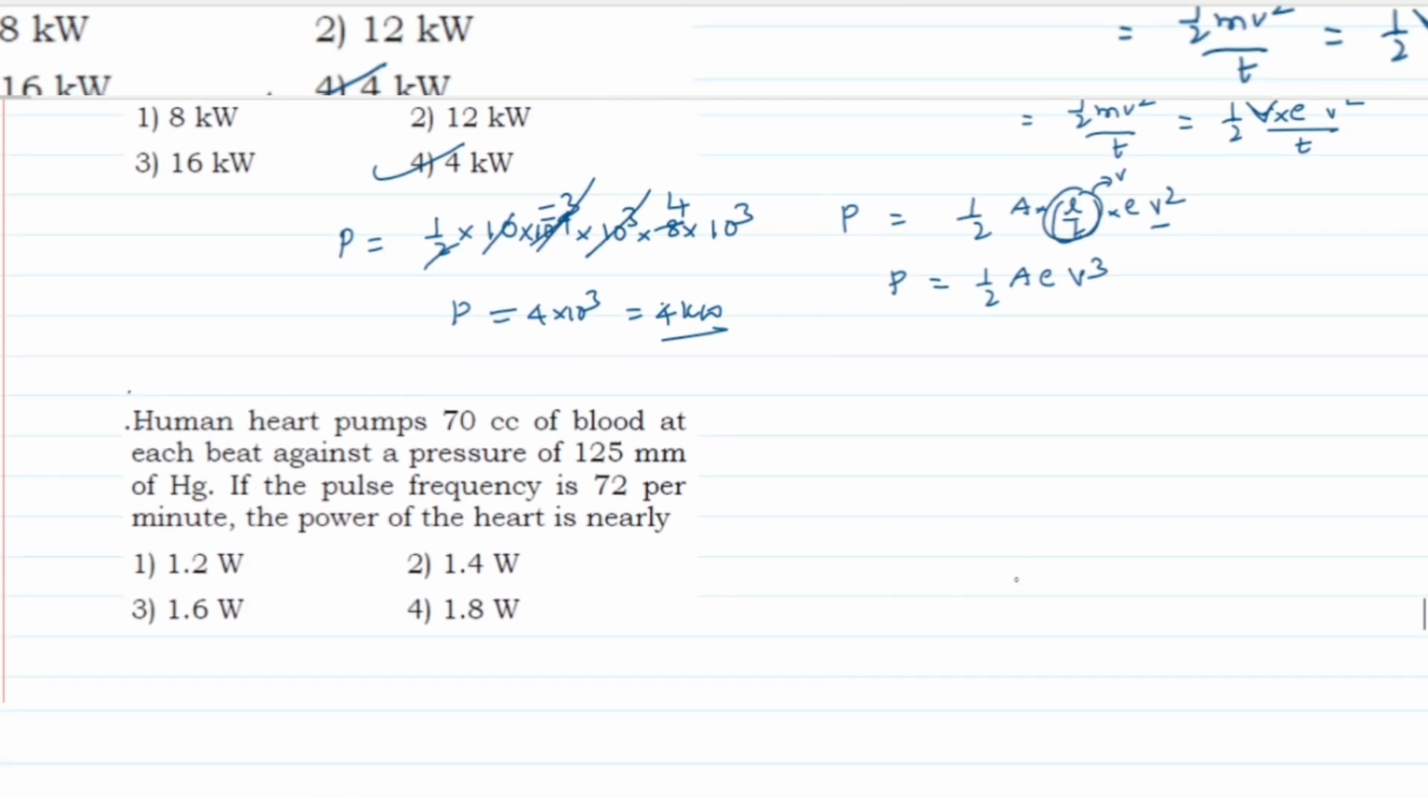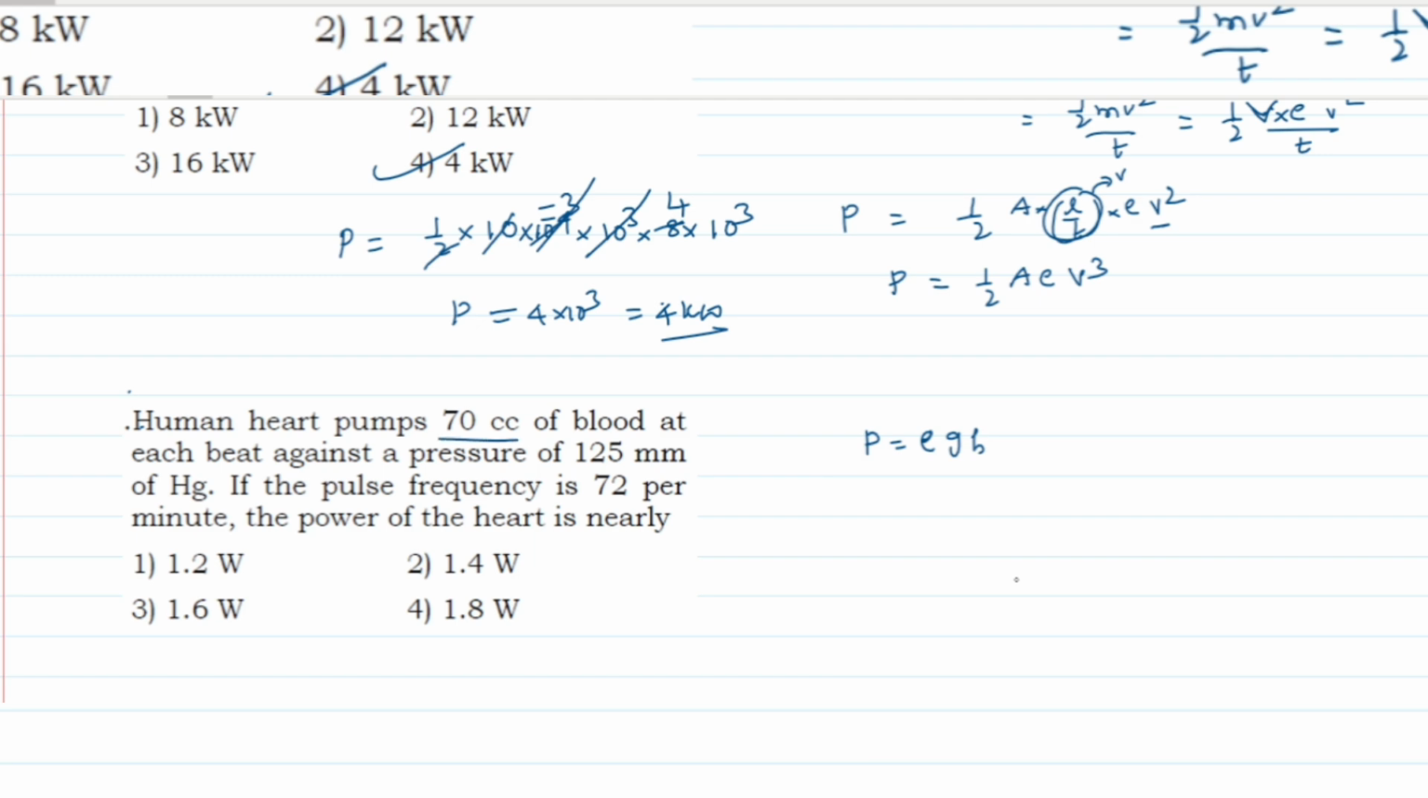The next question says the human heart pumps 70 cc of blood at each beat against a pressure of 125 millimeter of Hg. So the pressure due to the blood is given, right? The formula for pressure due to a fluid is P equals rho into g into h. This is the pressure due to the fluid, and rho is nothing but the density of the blood.